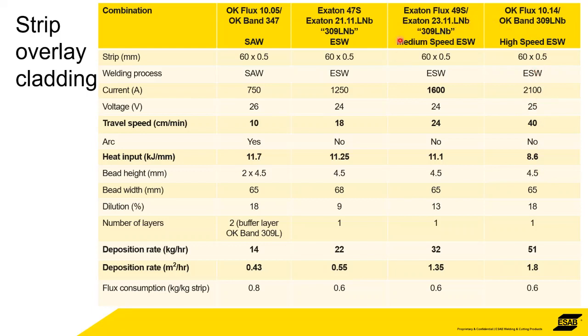We do have a medium speed, if you like, somewhere in the middle. So we're overalloying the strip, and the strip and flux combination enables you to achieve 32 kilograms a minute. So it's somewhere in between the entry level and the high speed. We've got a combination that will take 1600 amps. So a machine below 2000, above 2000 is a big difference. Okay.